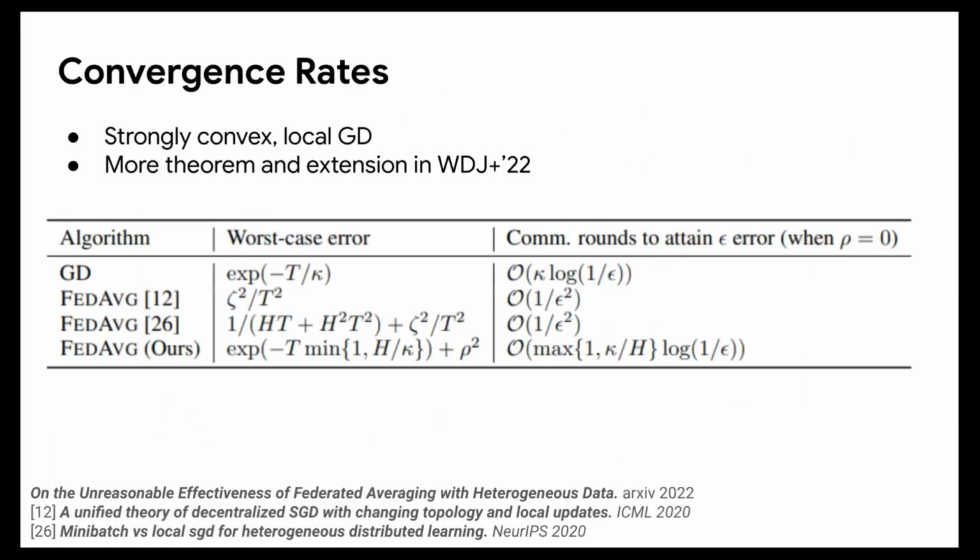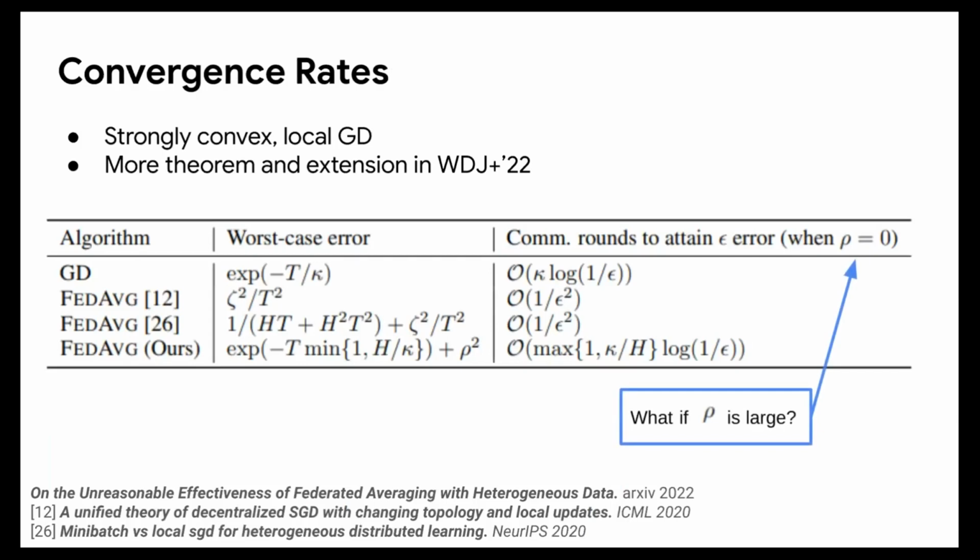So based on this new assumption and the observations, we develop convergence rates for federated averaging. I only show the result for strongly convex and local gradient descent here. We have more theorems and extensions for, let's say, general convex and stochastic gradient descent in the paper. Basically, we can show that with this new assumption, the federated averaging algorithm can be faster than mini-batch SGD. Especially the communication rounds of federated averaging are much better than what previous papers can show.